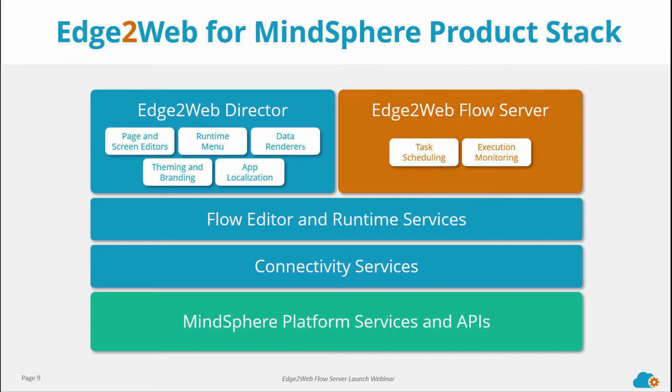On top of that flow-based tier, we have our two commercial products. On the left-hand side at the top is Edge2Web Director, and you can see the different components of Director that enable you to build applications, visual applications, extremely quickly. And on the right-hand side, you have Flow Server, which basically leverages the tiers below to allow you to take flows that you've already created, schedule them to execute on a frequency that is appropriate for what you're trying to do, and then monitor their execution.